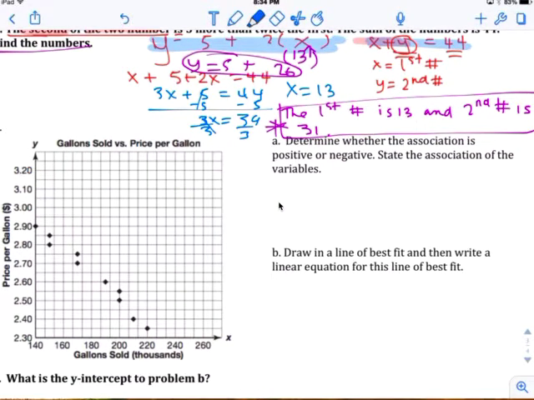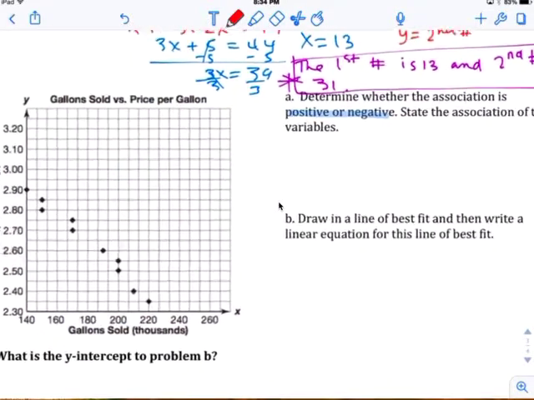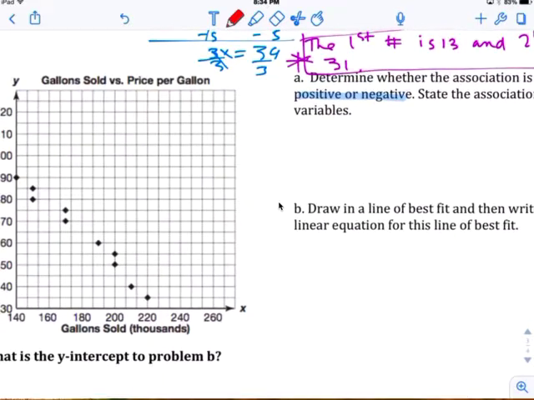Determine whether the association is positive or negative. State the association of the variables. Okay, so when you do this, I don't want you to make your bread anymore. I just want you to pick 2 points on the line of best fit. And you draw in your line of best fit. Okay, and make sure when you draw your line of best fit, you touch as many of those dots as you can that's on the graph. That's the best. Oh, and that's not necessarily a good line of best fit. Let's try it again.